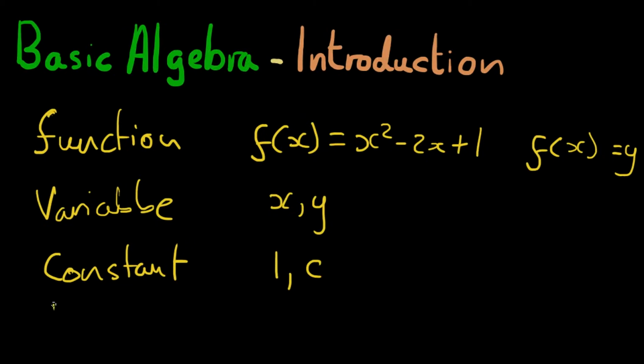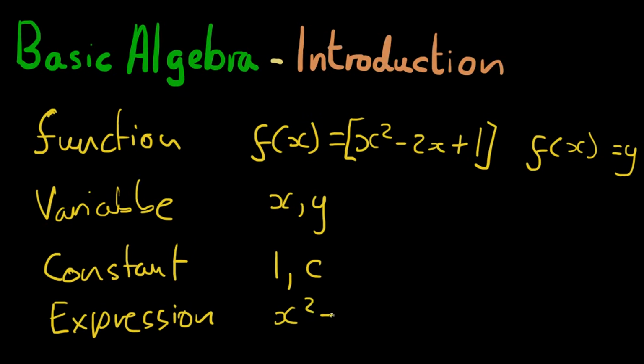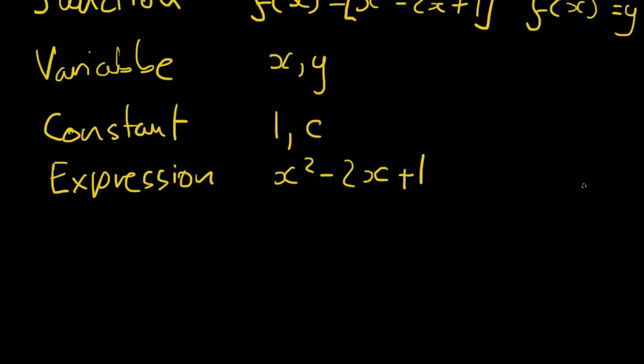We also need to know what an expression is. And an expression is simply this part of the function, and an expression is just a set of variables and constants that do not equal anything. In this case it will be the x squared minus 2x plus 1.